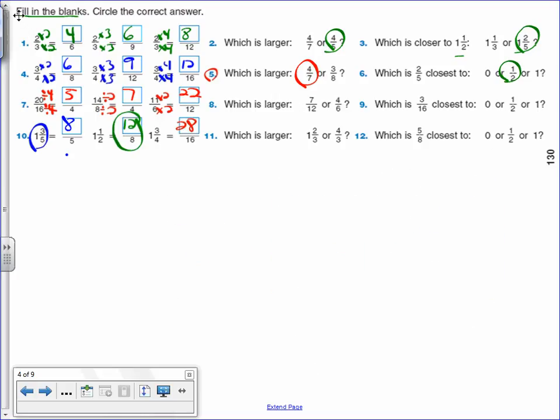Let's take a look at this next problem. We have 7/12 and 4/6. What's neat about this problem is you could multiply 6 times 12, but then you're dealing with a larger number, 72. Or you can just see they both go into the number 12.